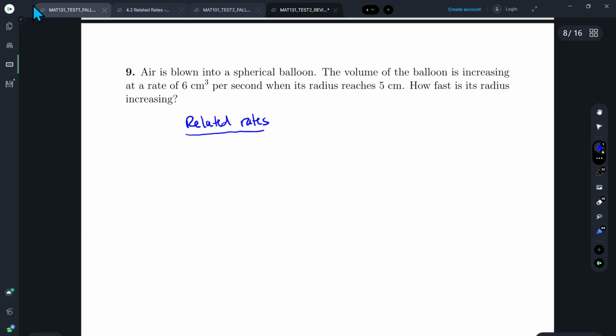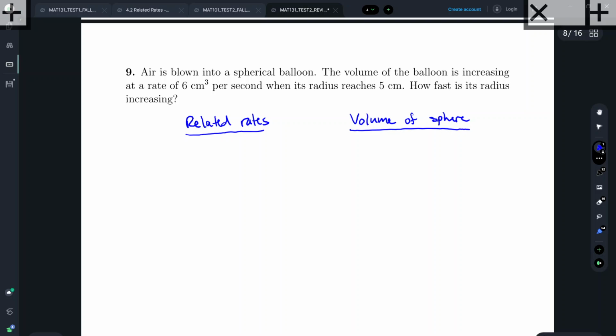And it's referring to a sphere, in particular the volume of the sphere. So what is the equation for volume of a sphere? It's V is equal to 4/3 pi r cubed.